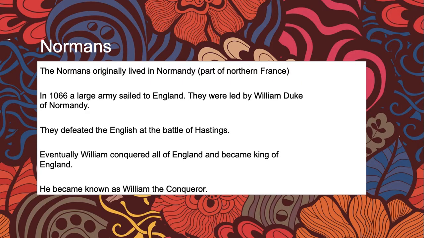The Normans. The Normans originally lived in Normandy, which is a part of France. In 1066, a large army sailed to England. They were led by William, Duke of Normandy. They defeated the English at the Battle of Hastings, and eventually William conquered all of England and became King of England, and his nickname was William the Conqueror.